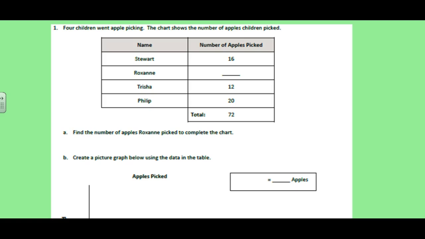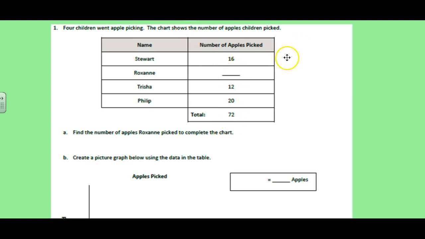So number 1 says 4 children went apple picking. The chart shows the number of apples children picked. So we see that Stuart picked 16. Roxanne, we don't know how many she picked. Trisha picked 12, and Philip picked 20. Altogether, when you add all 4 of these, you get 72, but we have to figure out what Roxanne is.